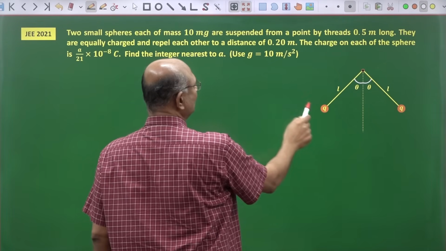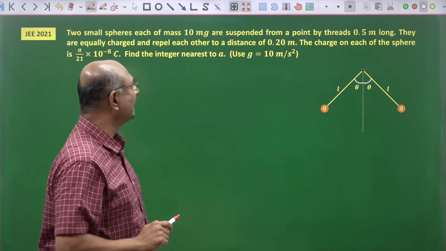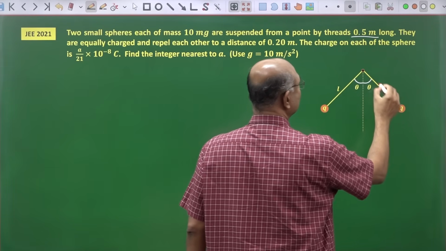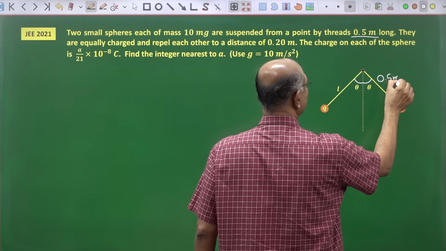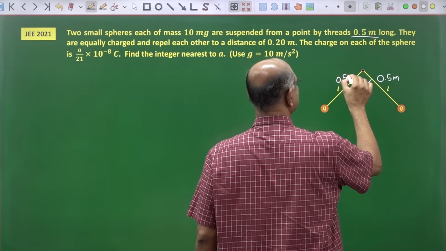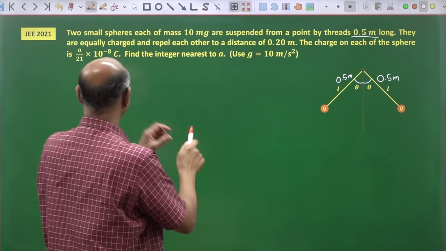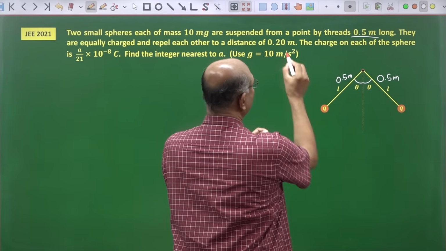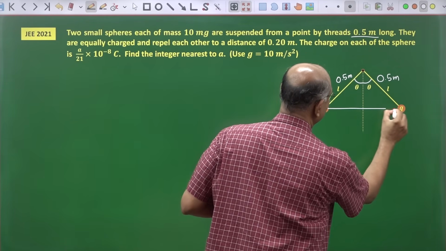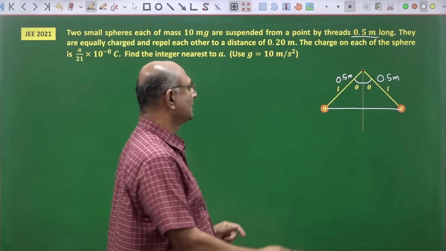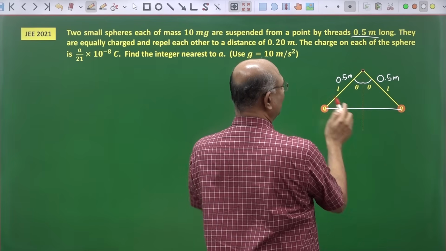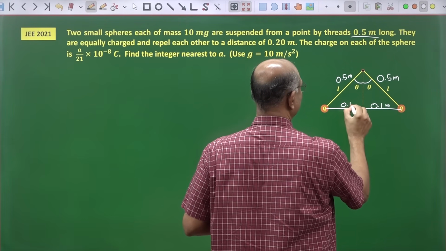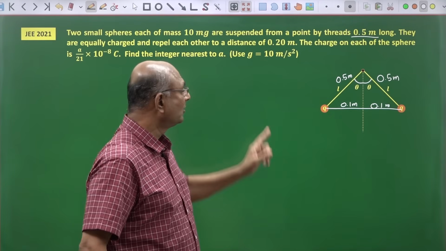So these two have mass 10 milligram each. They are suspended from a point by threads 0.5 meters long. So this is 0.5 meters. This thread is also 0.5 meters. Now, because of the mutual repulsion, they are equally charged. They repel each other to a distance of 0.2 meters. So from here to there, 0.2 meters. So this will be 0.1 meters, 0.1 meters. So total distance between them, 0.2 meters.